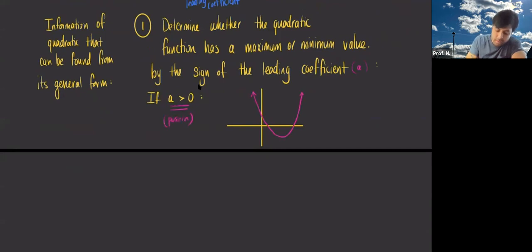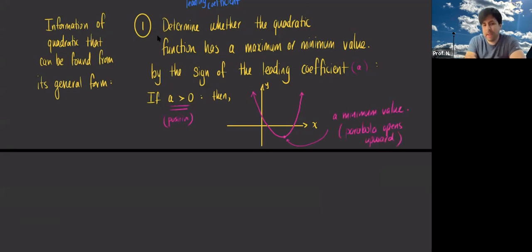Then this is the graph, and I have a minimum value, which means that my graph, or parabola, opens upward. And all I had to know was whether the a value is positive.